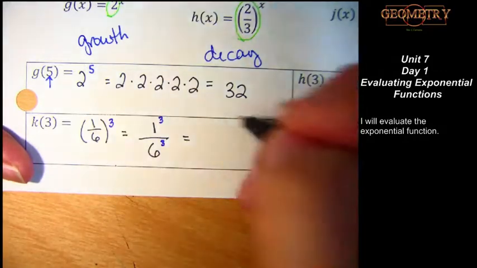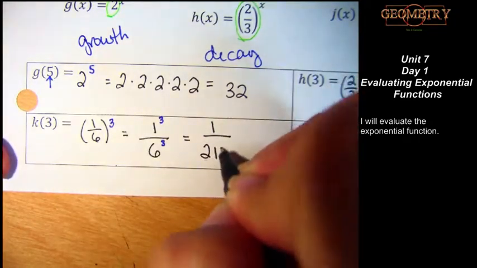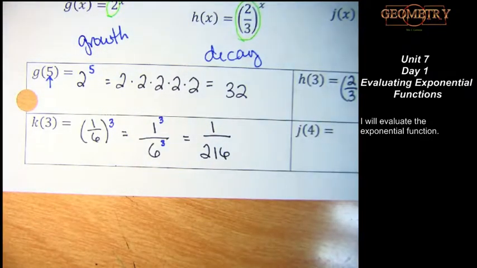1 cubed is 1. 6 cubed is a number I don't know. Someone with a calculator helps. 36 times 6 is 216. Oh, never mind, that's what I got. I just did the long way. Okay, no problem. That's okay. You got to the same answer. You're good. Sounds okay?